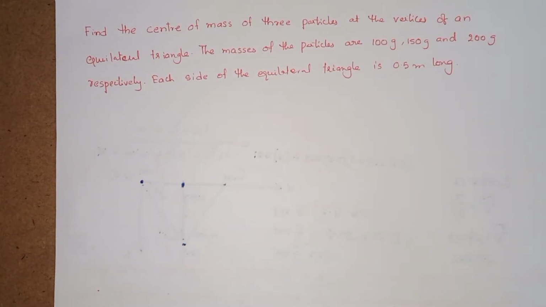This problem is center of mass calculation. In the last class, we had seen the simple formulas of center of masses. Now, here in this problem, three mass particles of 100 grams, 150 grams, and 200 grams have been given, which are placed at the vertices of a triangle, and each side of the triangle is 0.5 meters long. Now, how to solve this problem?